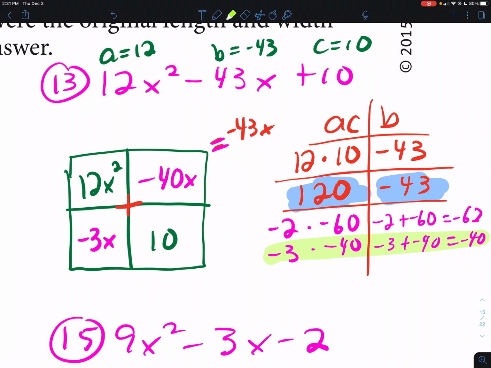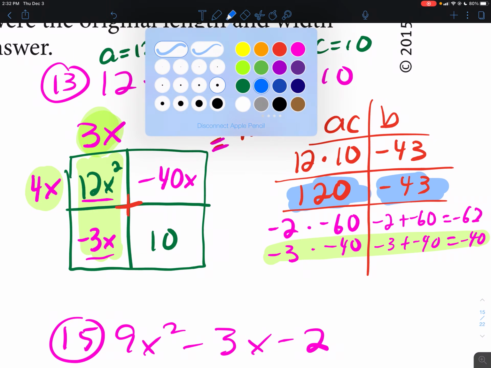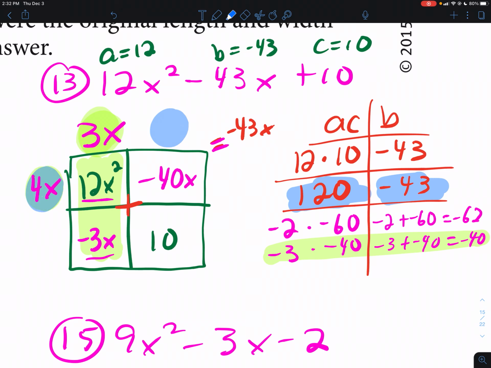And now we need to look for GCFs. And I'm actually going to go up for this one because I can. What is the GCF of 12x and negative 3x? Well, they both are divisible by 3 and they both have an x. And so that leaves for us here, what times 3x gives us 12x squared? Well, that would be 4x. And then what times 4x gives us negative 40x? That would be 10. And then what times 3x gives us negative 3x? Well, that would be negative 1. And then we can double check.